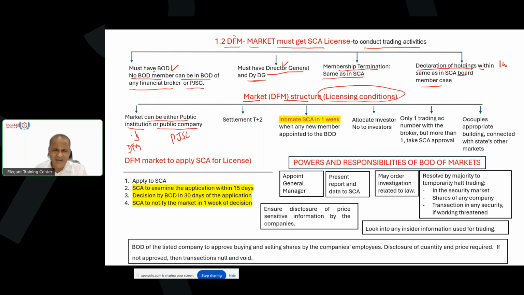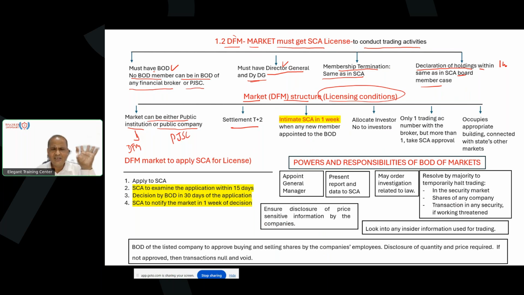Clear? Next, settlement. What is settlement? DFM shares are not like the S&P 500. DFM company, they are a public company like MR. You can buy DFM shares also. I mean, is that an index or? DFM itself is an index market, right? It's a public company.